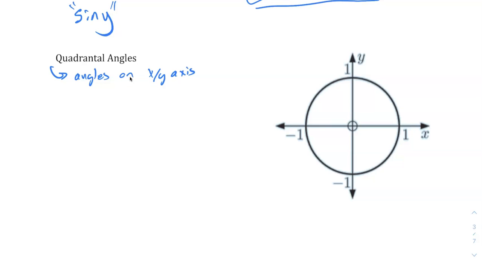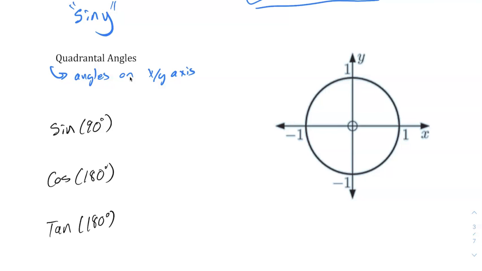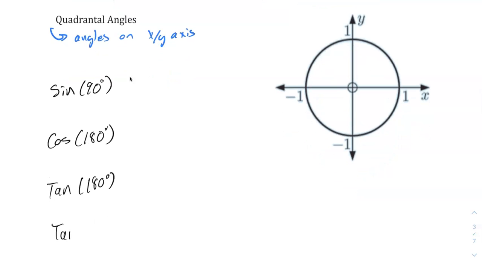So what do I mean by that? I mean stuff like this. I'm going to say, what is sine of 90 degrees? Or I could say, what is cosine 180 degrees? Or I could say, what is tan of 180 degrees? And then let's also do tan of 270. So what happens here is I'm going to say, what's the sine of 90?